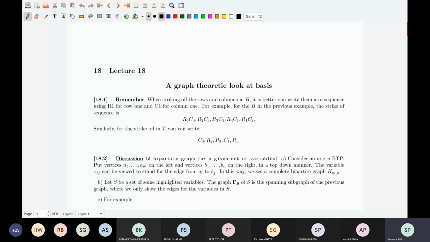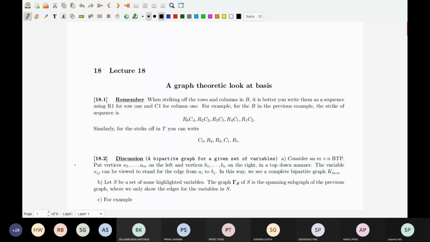Towards the end, just remind me to talk about this platform, Tantra, on which you are going to write the exam. Okay, so let us first discuss our topic after that.